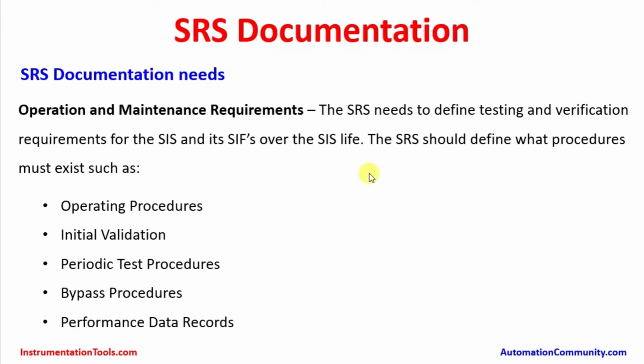The SRS should define what procedures must exist. There may be different procedures within an operating plan in a process plant. So the SRS will define the procedures required for the operation and maintenance of the plant. One is operating procedures and initial validation procedures, periodic test procedures, bypass procedures, and performance data records. If any system or instrument needs to be maintained, and if there is a requirement to do a bypass, that has to be there. And performance data, how the instrument should perform, has to be evaluated, and those records kept.